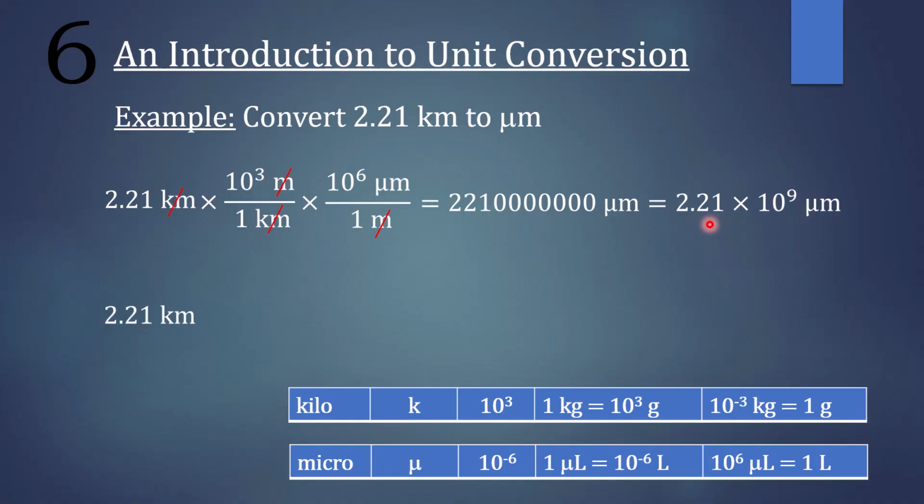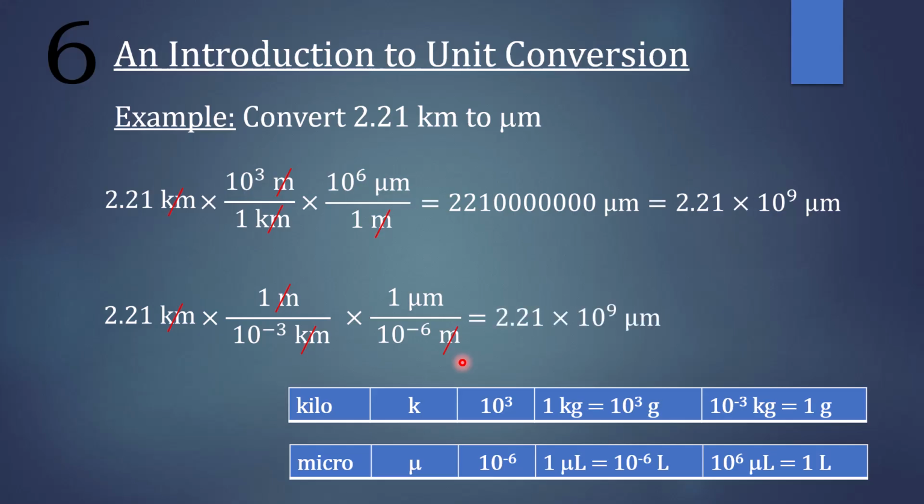Well, I could have done it the other way, like I was just saying. So instead of using this conversion factor, I went ahead and used this one, so that there's 1 meter per 10 to the minus 3 kilometers. Kilometers will cancel. And then I use this one here, 1 micrometer per 10 to the minus 6 meters, so replace liters with meters. And again, I want meters in the denominator so that they'll cancel, and I'll get the exact same answer.